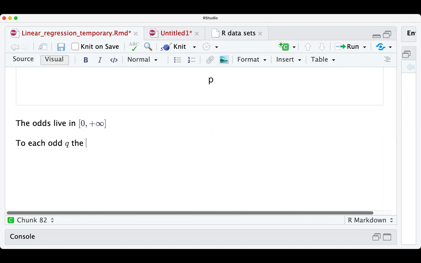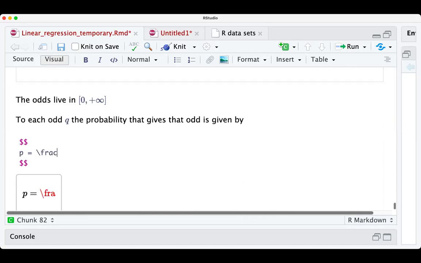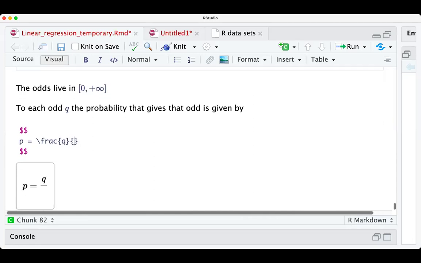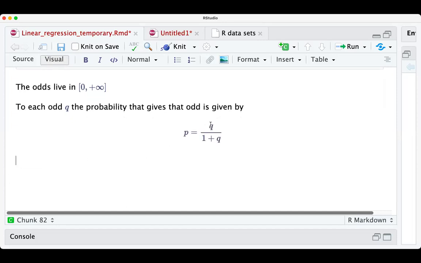And to each odd q, the probability that gives that odd is given by p equal to q divided by 1 plus q. So this is the inverse of the function before. Okay, these are the odds.